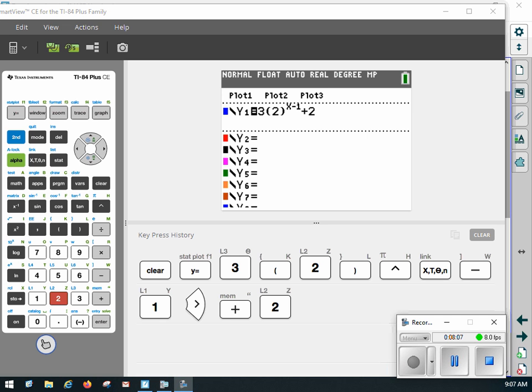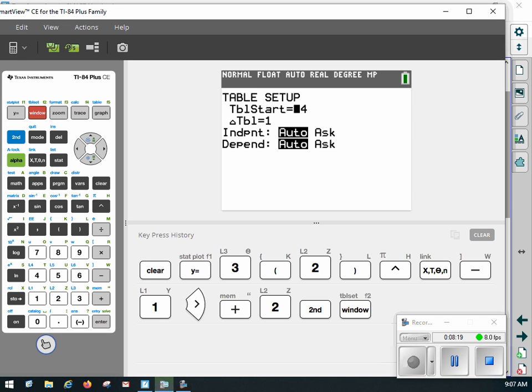Now here's what I want you to do. I want you to go to your window, but I want you to do table set. So how do you get this table set that's up here? Second window. Now we're going to use -2, -1, 0, 1, 2. All right? So we want to start our table at -2.